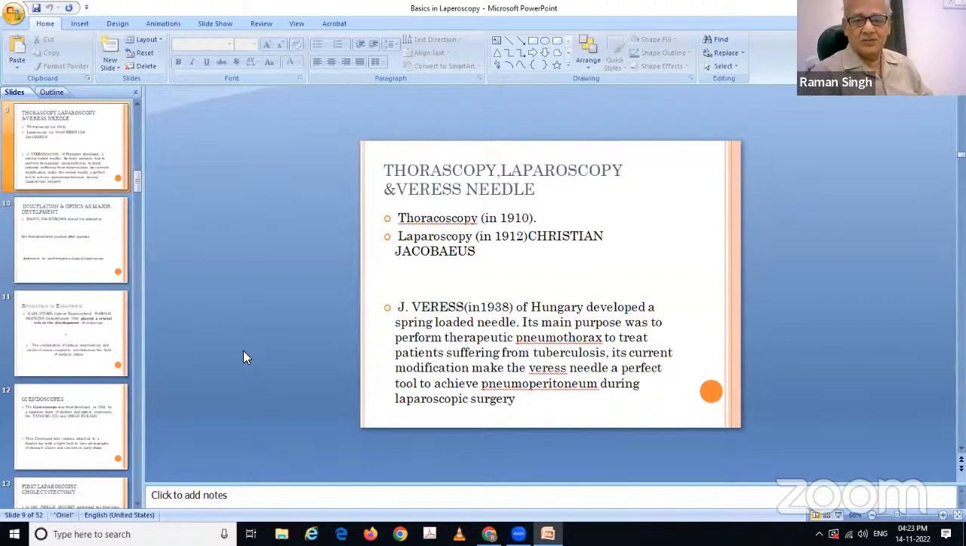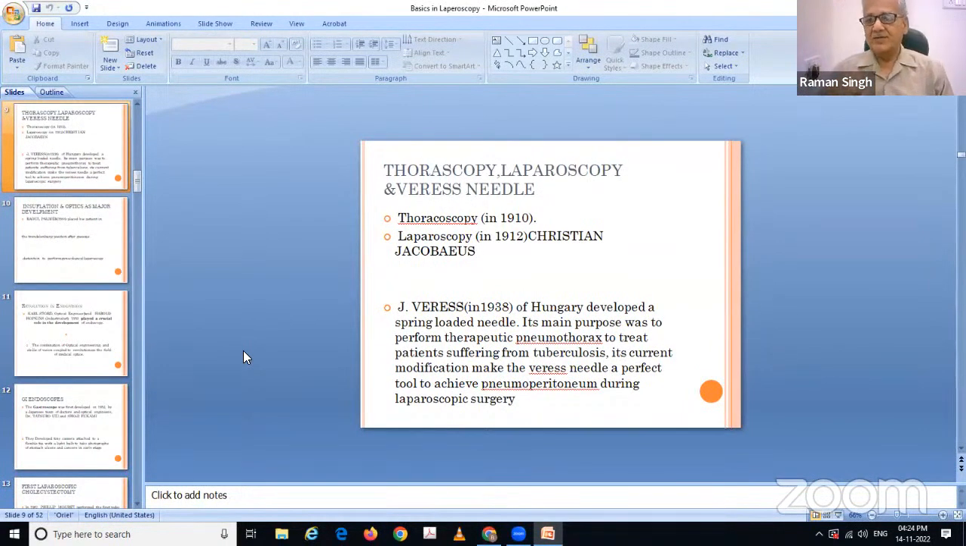A very important instrument, known as the Veress needle, was developed in Hungary in 1938 by Veress. The purpose of this instrument was to create pneumothorax, because at that time they thought that if a patient had lung tuberculosis and we introduced air inside the chest, the bacteria would die and the patient would be cured. So this Veress needle was developed to create pneumothorax in cases of tuberculosis.